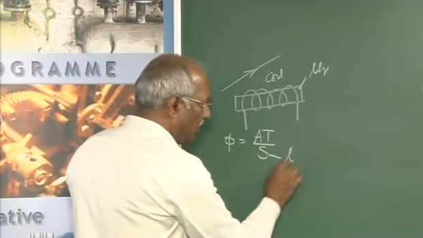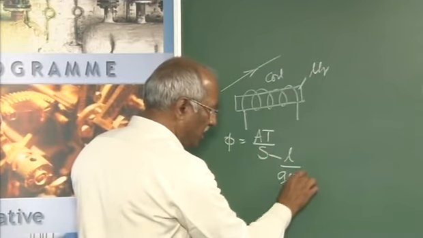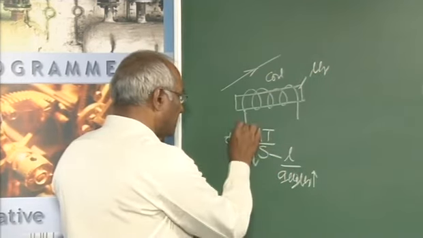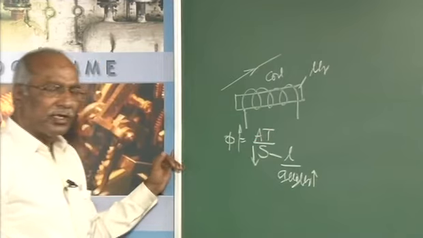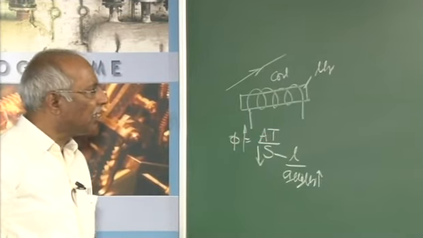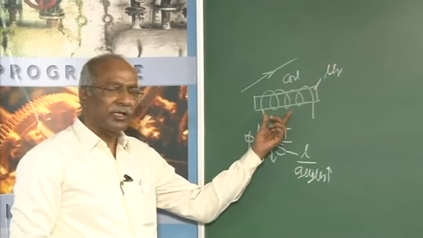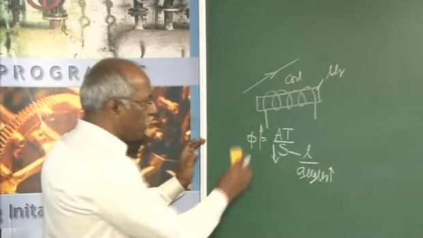Reluctance being L over A into mu naught mu r. So, as mu r goes on increasing, the reluctance decreases, and the flux produced for a given ampere turns also goes on increasing. As such, an electromagnet or a solenoid behaves like a permanent magnet.